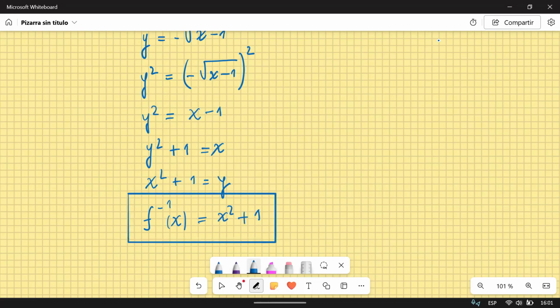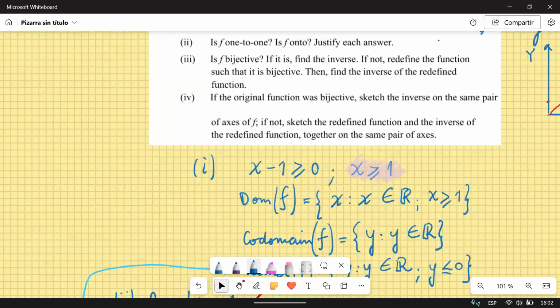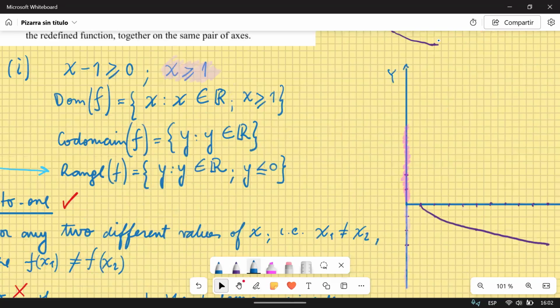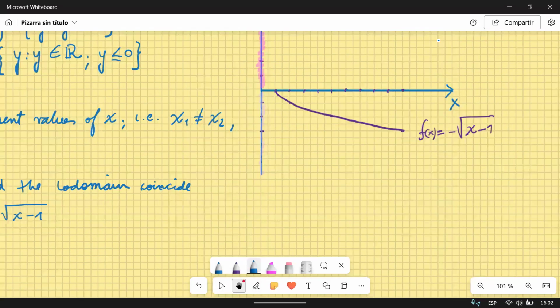Okay? Well, once I have the inverse, point 4 says: if the original function was bijective, sketch the inverse on the same pair of axes as f. If not, sketch the redefined function and the inverse of the redefined function together on the same pair of axes. So the graph of the redefined function, f of x equals negative root of x minus 1, is the same as the original. This will be the same graph.